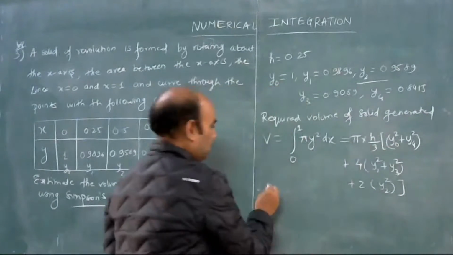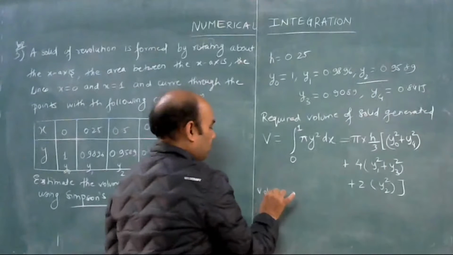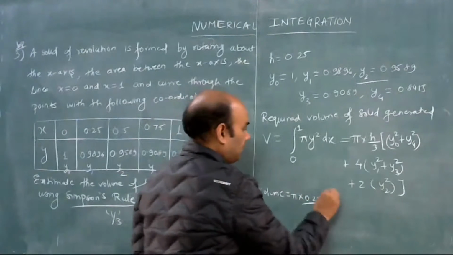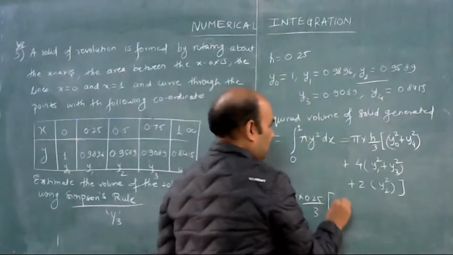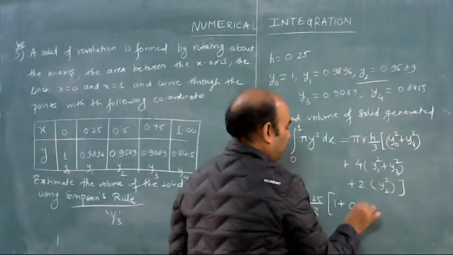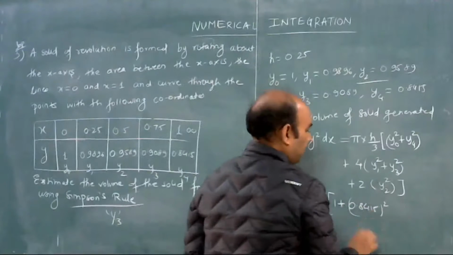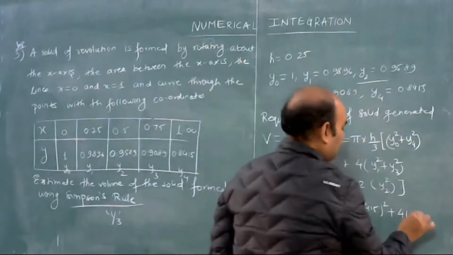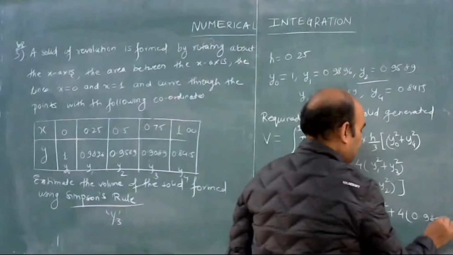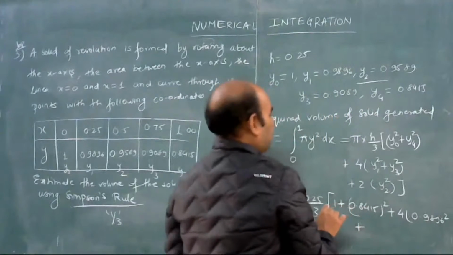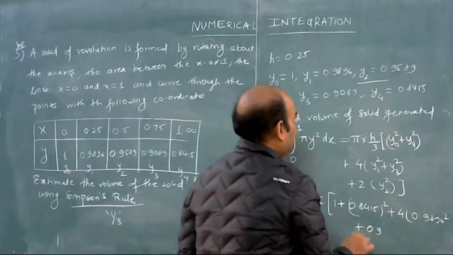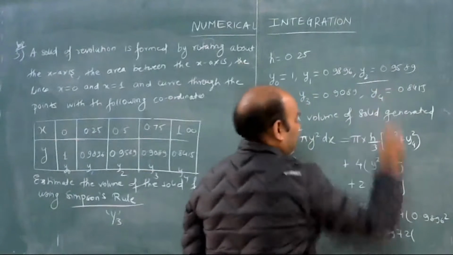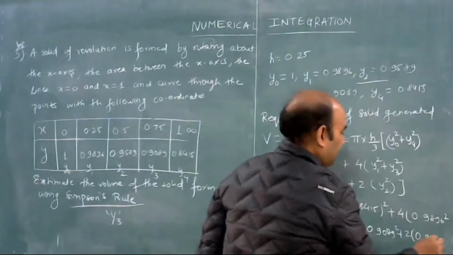So simply substitute here. So volume will be equal to pi into h, which is 0.25 divided by 3, into y0 which is 1 plus y4 which is 0.8415 whole square, plus 4 times y1 square, y1 is 0.9896 square, plus y3 which is 0.9089 square, plus twice into 0.9589.